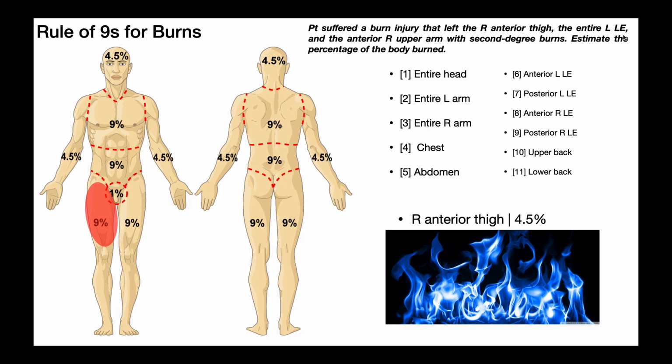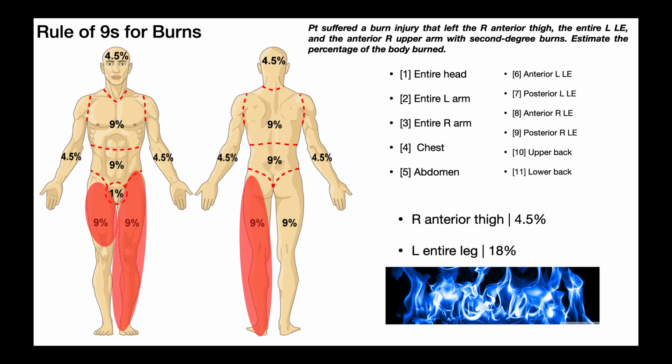The next one is the entire left lower extremity. This one's a little bit easier. So the entire left lower extremity, that's counting the anterior surface and the posterior surface. Remember, an entire leg is 18%. Or you could look at it, the anterior half is 9, posterior half is 9, and so that's going to be 18%.